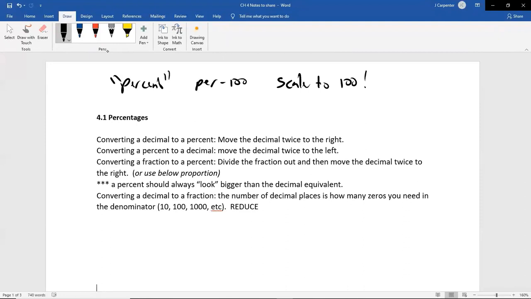That means move the decimal twice to the left. And they'll just memorize these two little facts. And that's good.